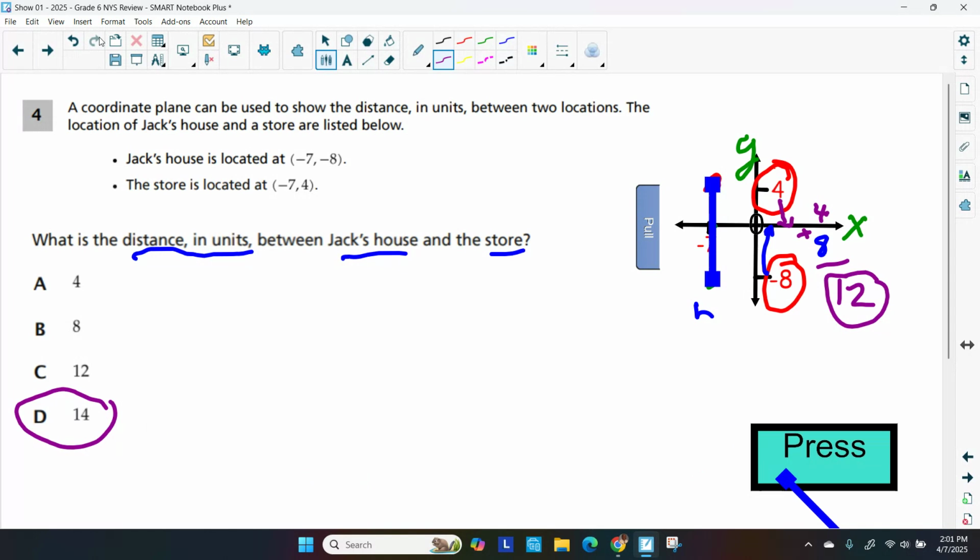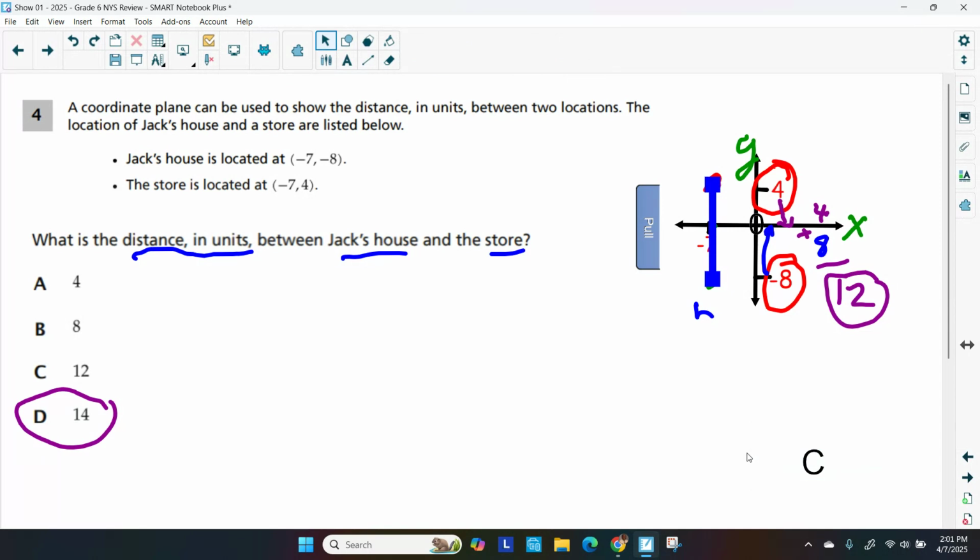And sorry about that. Let me get out of the line tool and press this. So that's, oh, I see I wrote C. And let me erase that. And next time wear your glasses, Dr. Robinson. There it is, 12. So C is the right answer.